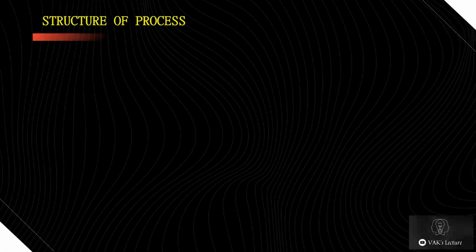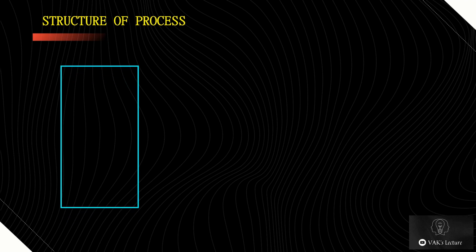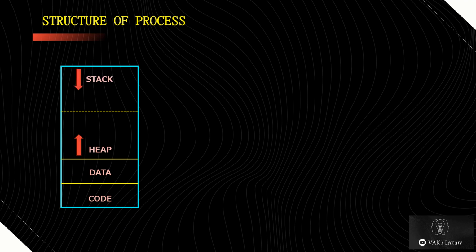Let us see what happens when a program becomes a process. When the program becomes a process, it is structured. The structure can be divided into four parts. First one is code, second one data, third one heap, and the fourth one stack. Let us see one by one all four of them.